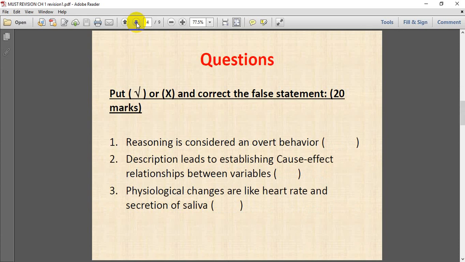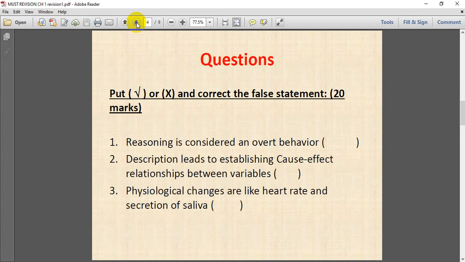Reasoning is considered as overt behavior. Description leads to establishing cause-effect relationships between variables.